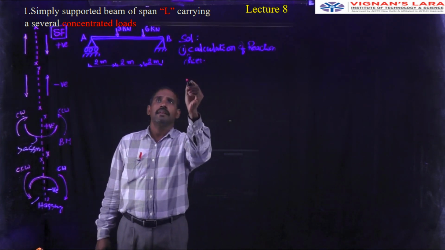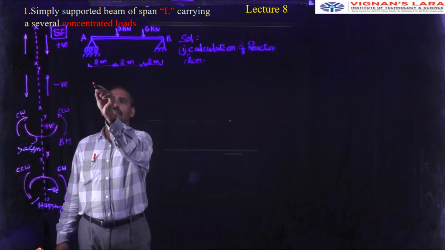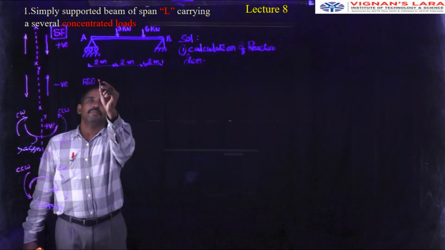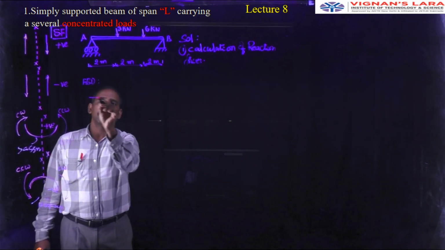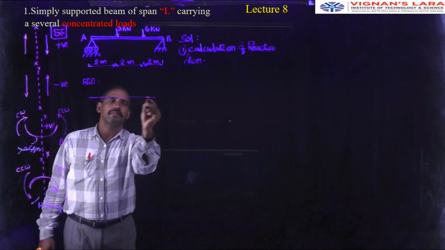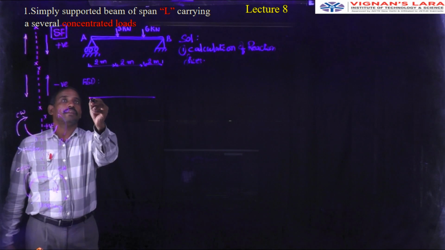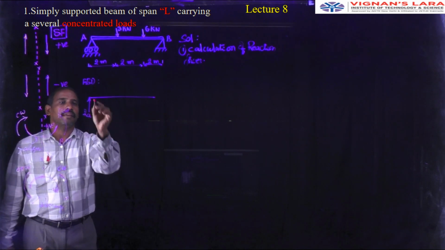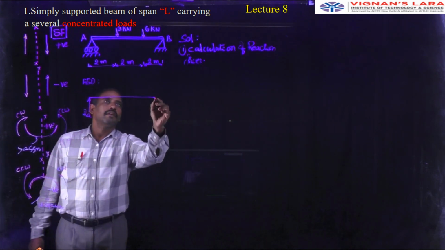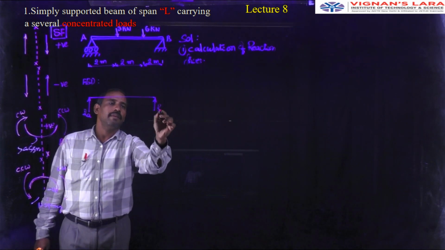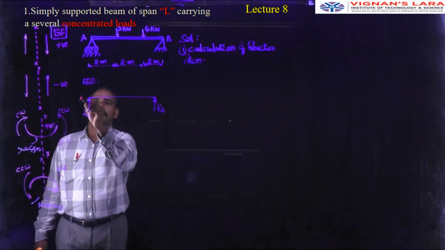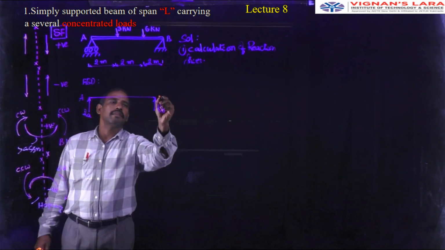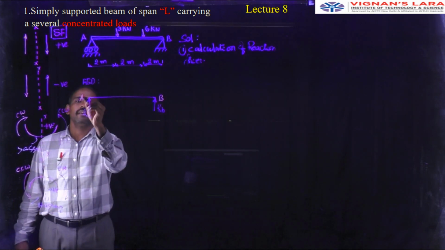So initially let us draw the free body diagram. This is the free body diagram. As we know, this is a beam. The roller support is replaced by a force of magnitude RA at end A, and the hinge support is replaced by RB at end B, as usual. So this is end A, and this is end B.